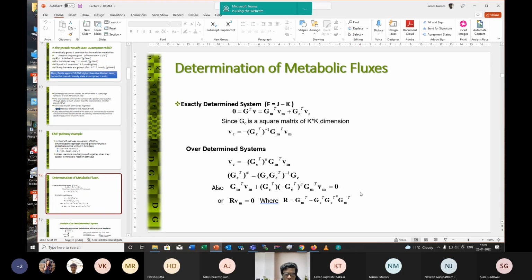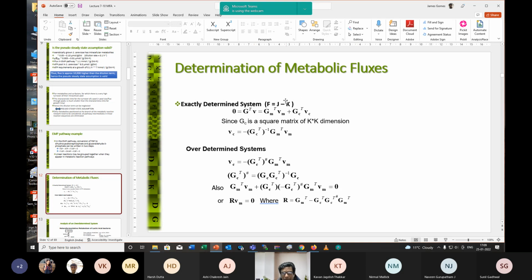So the way we determine the fluxes is by looking at the set of equations that we have and the set of metabolites that we have. The number of equations would be J, and the number of metabolites would be K. These are the number of variables, and these are the number of reactions or equations in which they appear. Therefore, the degree of freedom would be F = J - K.